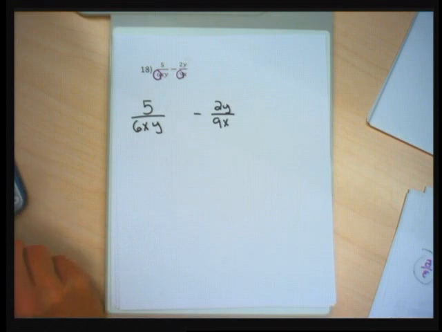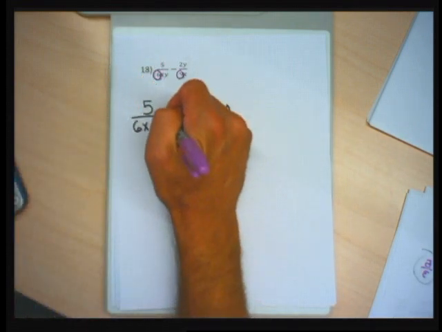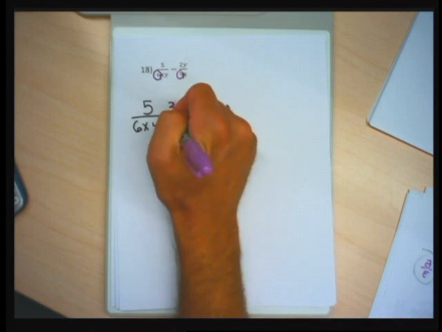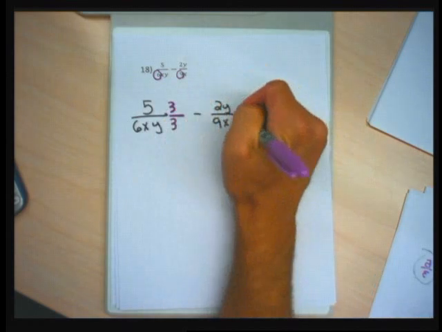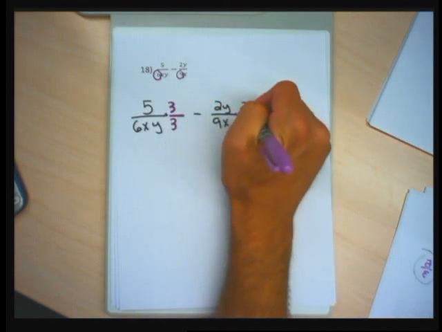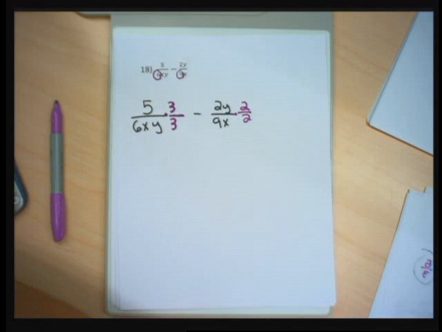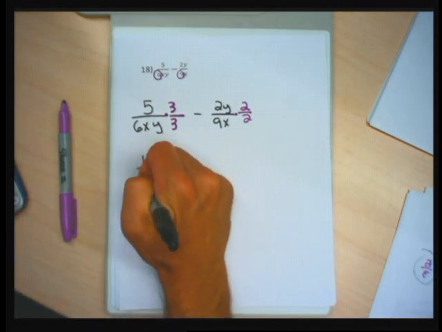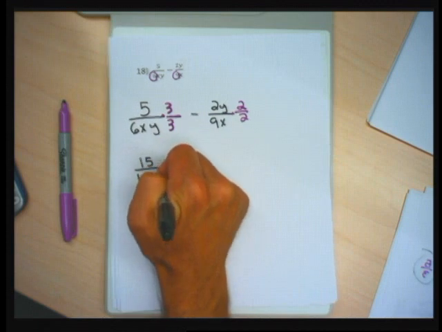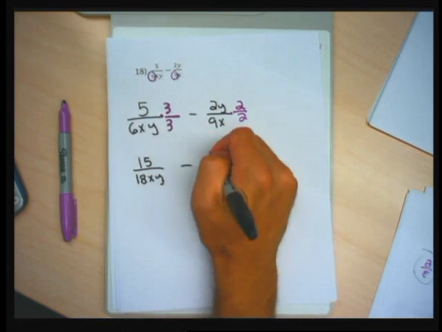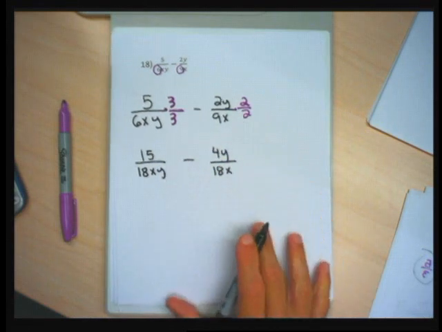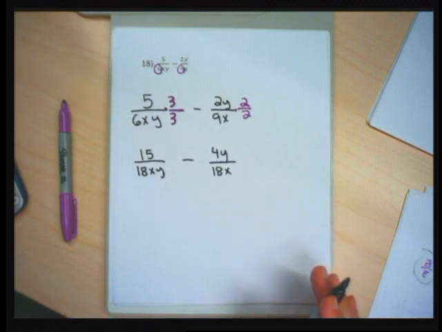And I know I can turn a 6 and a 9 into an 18. So to start, I'm going to multiply the left fraction by 3 over 3, the right fraction by 2 over 2. If that's all that I did, it wouldn't be enough. If I started there, this would give me 15 over 18xy minus 4y over 18x.